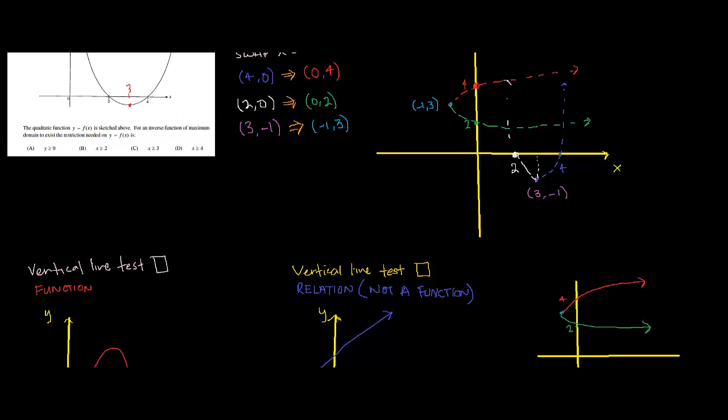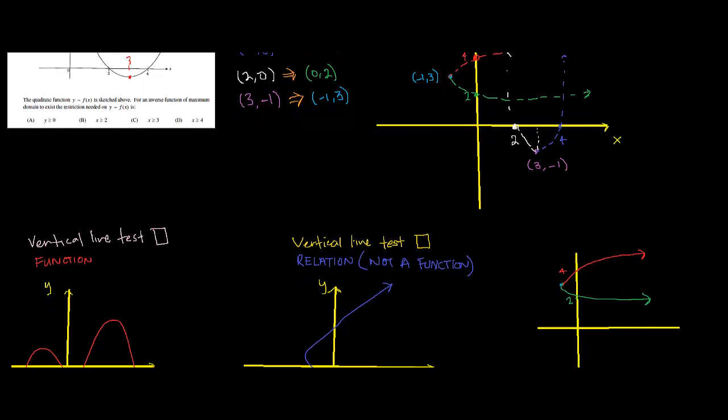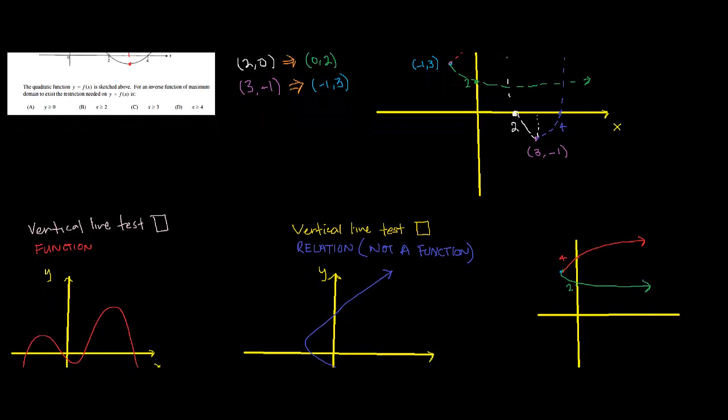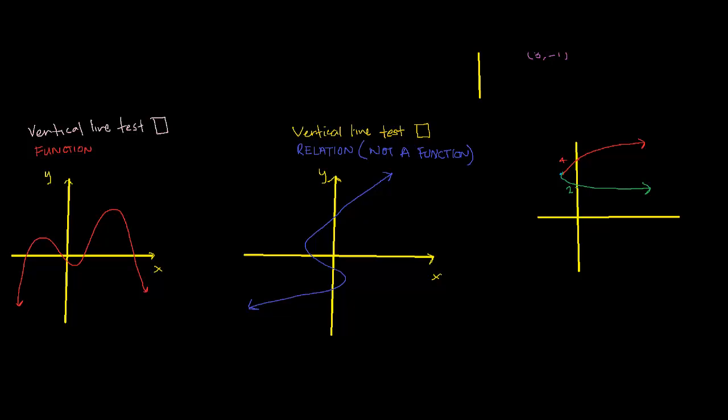So what this is on about is that I'll quickly talk about the definition of a function. A function by definition is something that passes the vertical line test. And what I mean by that is, when you draw a vertical line at any point, it's only going to cross the graph once. So here it's only crossing once.